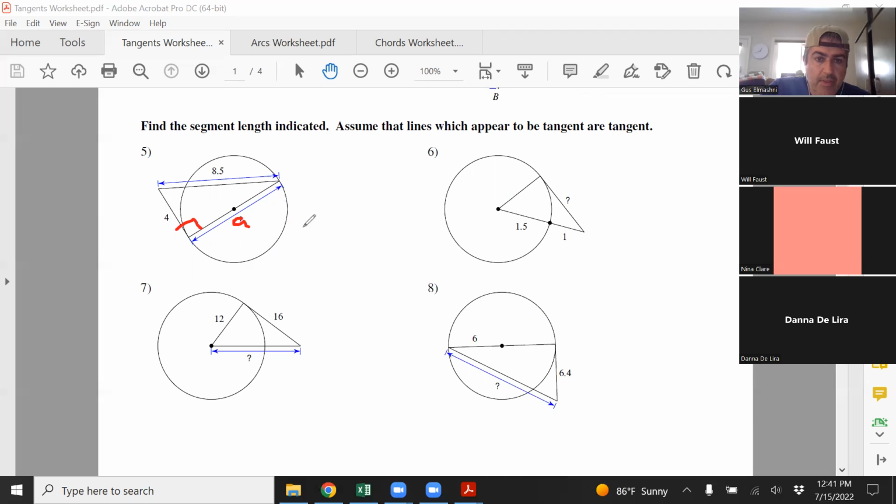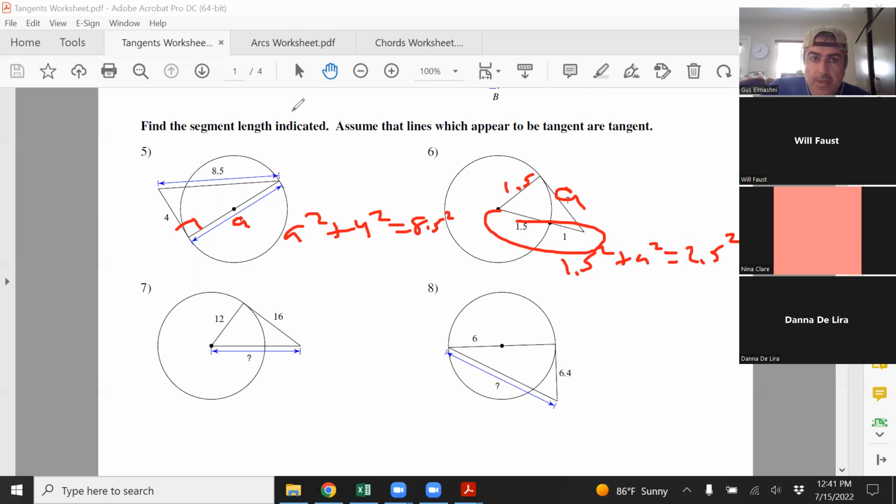I'll call this A. So A squared plus 4 squared equals 8.5 squared. Or here, that's also 1.5, by the way. I'll call this A. So you're going to say 1.5 squared plus A squared equals 2.5 squared, because that's 2.5 right here. So you just go through the motions and do that.